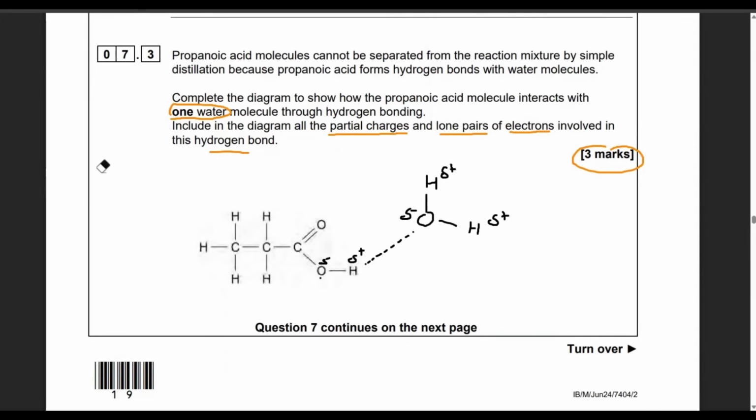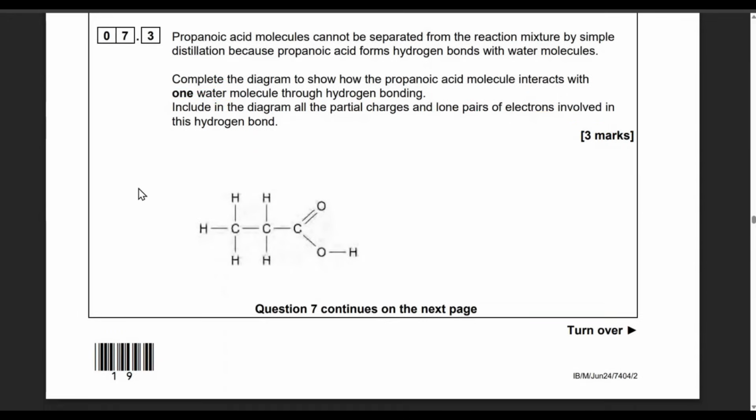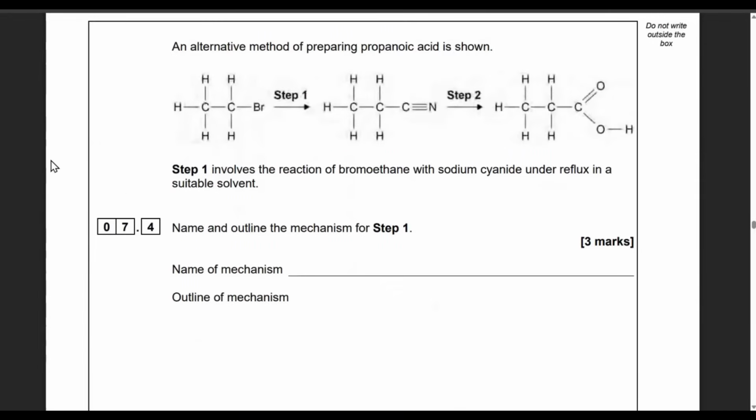Now, what have I missed out? I've missed out the lone pair of electrons. Now, there are two lone pairs of electrons on the oxygen, in both the OH group and the carbonyl group. But it's only one of those lone pairs I need to draw the dotted line to. So I don't really need both of those lone pairs. You could just do one lone pair. It's one lone pair that is forming the hydrogen bond with that delta positive hydrogen. There are two lone pairs on the oxygen. You only need to show one. I showed two just to show you, but there we go.